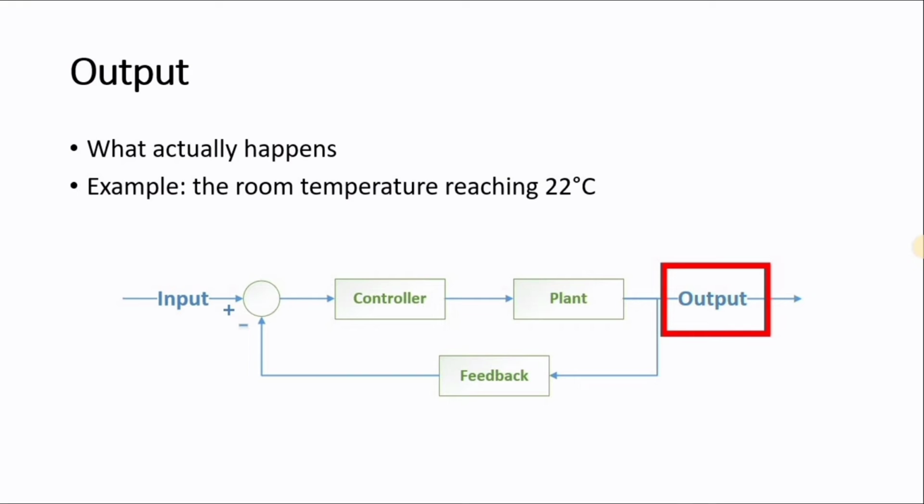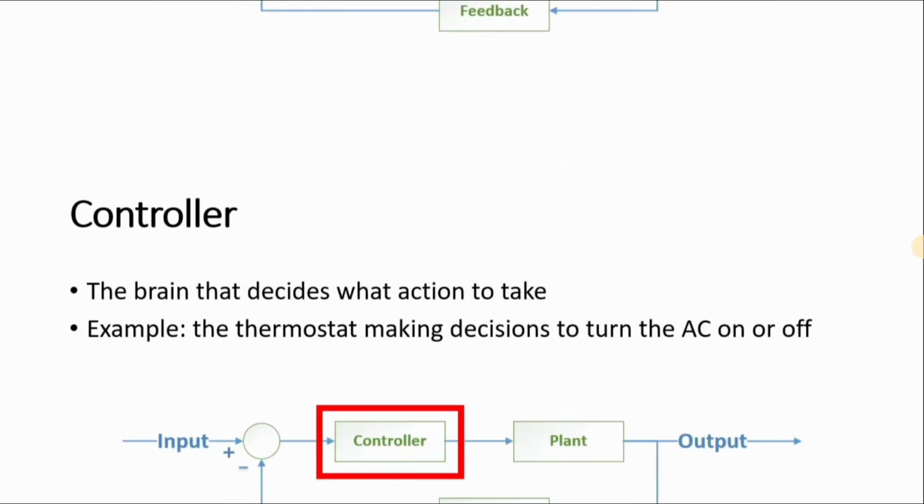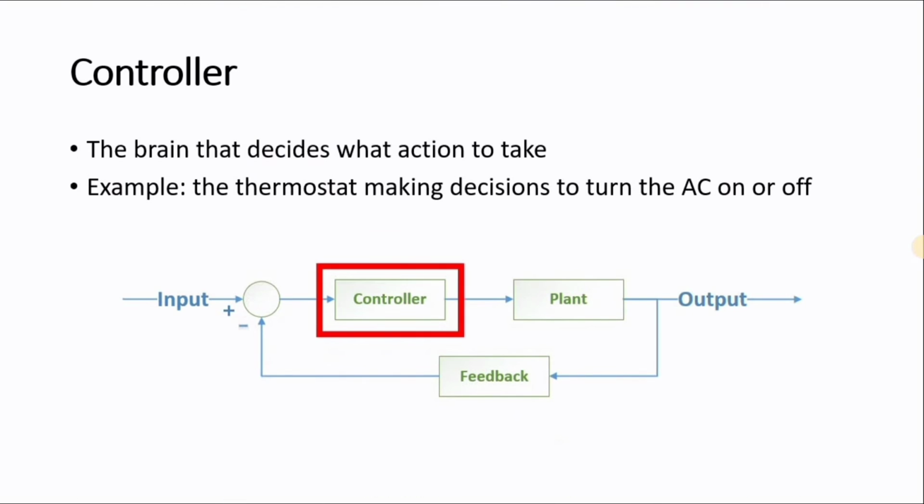But what if it goes to 24 degrees Celsius or 20 degrees Celsius? That's where the next component comes in. The controller. The controller is like the decision maker. It keeps checking the actual temperature and decides what to do. In our case, the thermostat inside the AC is the controller. If the room is too warm, it tells the compressor to turn on. If the room is already cool, it tells it to stop.